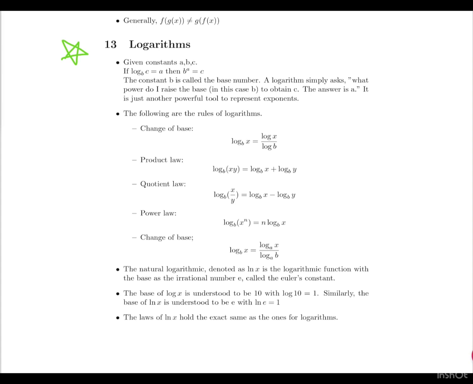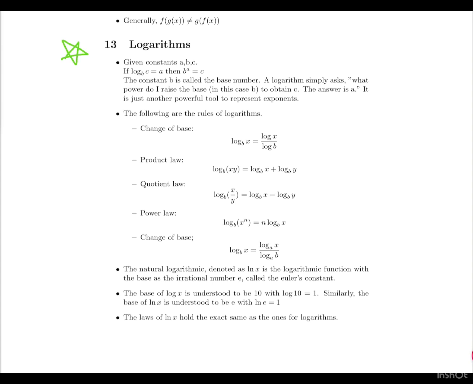Now, there are a few basic rules which you need to be very, very thorough with, especially the product, quotient, and power law. They are very important and they will be tested frequently on the AP Precalculus exam. I haven't seen the change of base being applied too much, but again, you have to learn it. It's quite important.